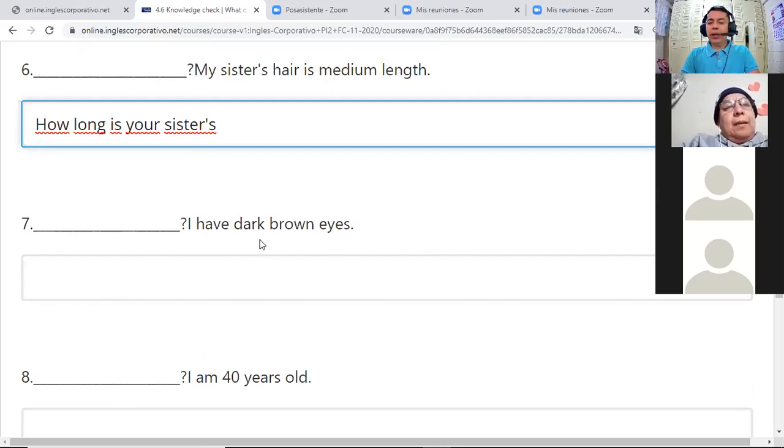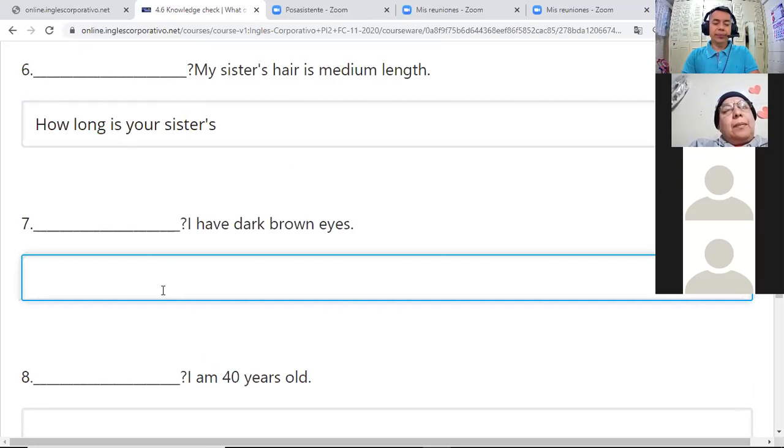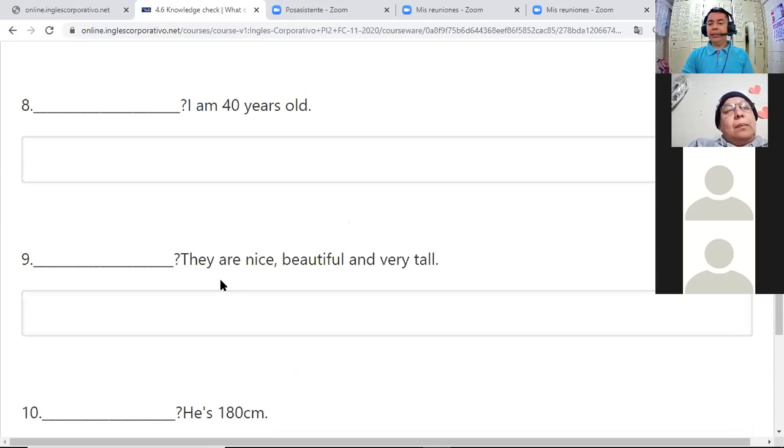Number seven. I have dark brown eyes. So what color? What color are... And then you copy. You're asking not about the person. You're asking about the eyes, you know, right? Okay? Good. And then I have dark eyes. You see? Okay, number eight.